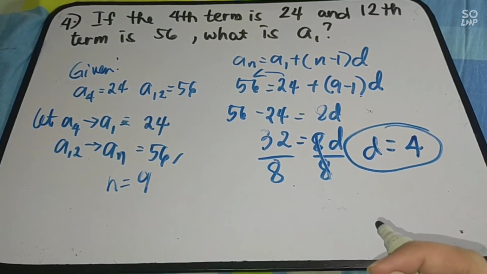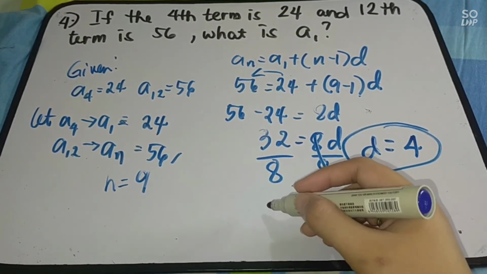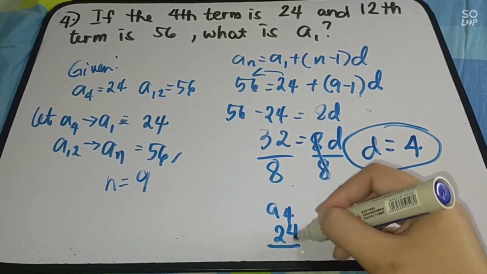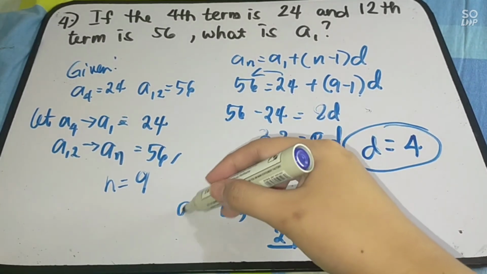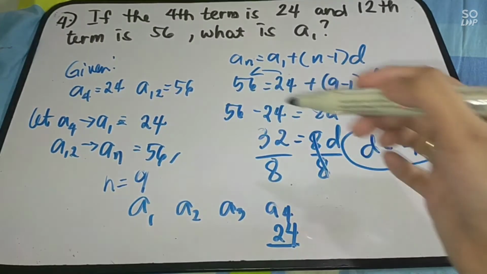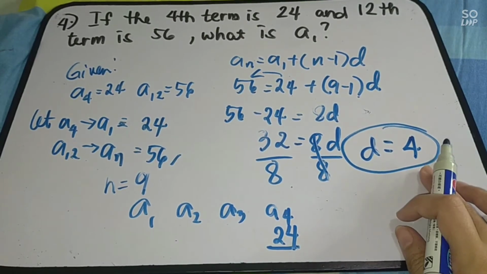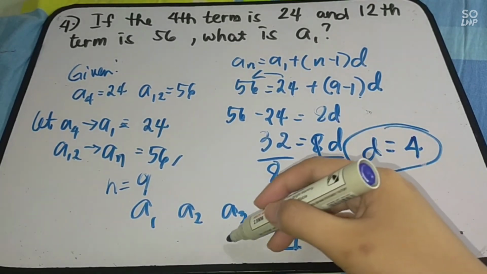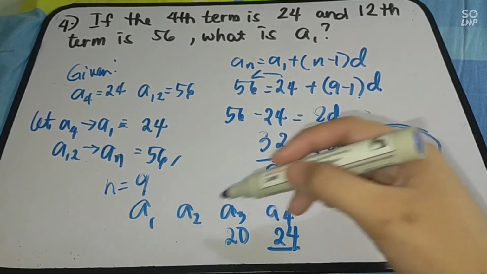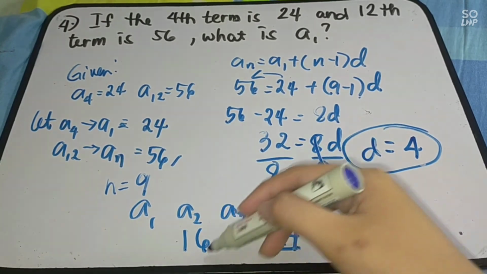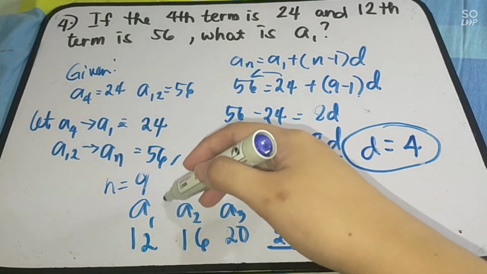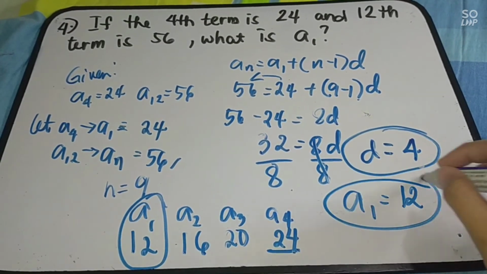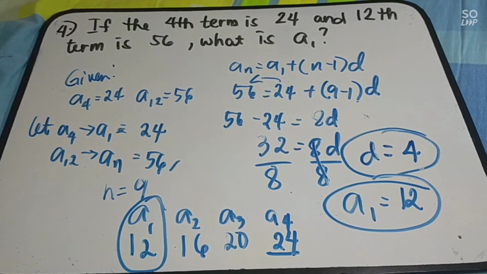Since may common difference ka na, makukuha na natin si first term. So, start ka kay A sub 4 na lang. Ang A sub 4 mo ay si 24. So, A sub 3, A sub 2, A sub 1. Pabalik tayo. So, since ang common difference mo ay 4, and then pabalik tayo, subtract mo. 24 minus 4, ang sagot dito is 20. Minus 4, the answer here is 16. Minus 4, the answer here is 12. So, this is your first term. So, your A sub 1 is 12. Alright? So, ganun lang siya.